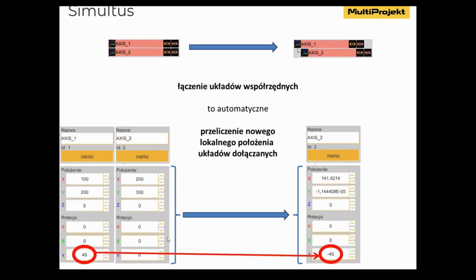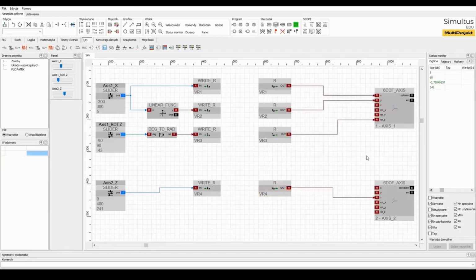This is a fundamental functionality of Simultus. In practice, these calculations are quite complicated, but Simultus does them automatically. Thanks to this, we will have to take care only of controlling the position of the drive associated with a given movement, while Simultus will perform kinematic calculations and take care of where the individual mechanical elements of our device will be located.